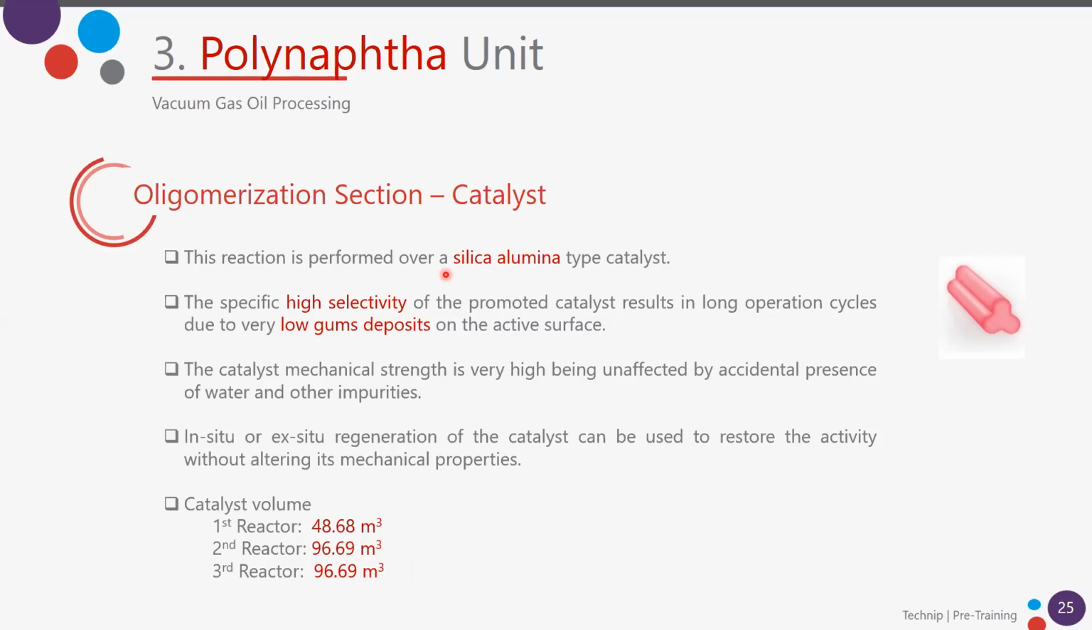So this is a silica alumina type catalyst. It has a high selectivity, so it will produce what you want to produce, and the mechanical strength of this catalyst is very high. Of course, we'll have to take care of the catalyst. We have to avoid any contamination, and remember that we have treated the feedstock. We have reduced the butadiene and all the contaminants to protect this catalyst.